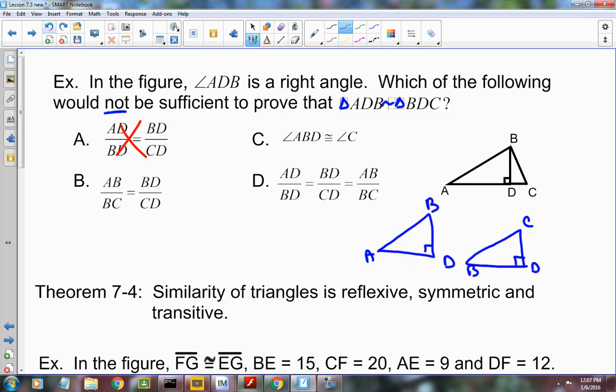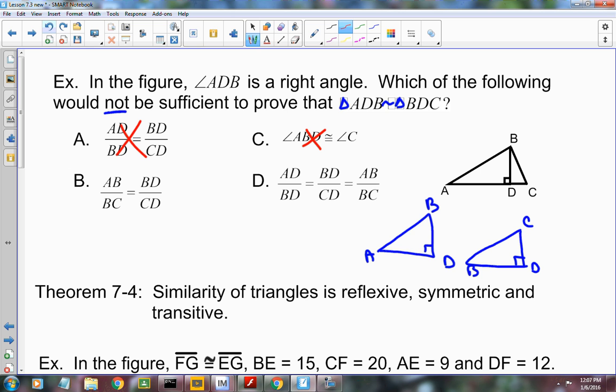All right. Now the next one, let's see. Angle ABD is congruent to angle C. Is that enough information to prove the triangles similar? Well, I've got a right angle, and then I've got a pair of congruent angles. So yes, by what? Angle, angle, right? Okay. So that one's good. Let's look at this next one.